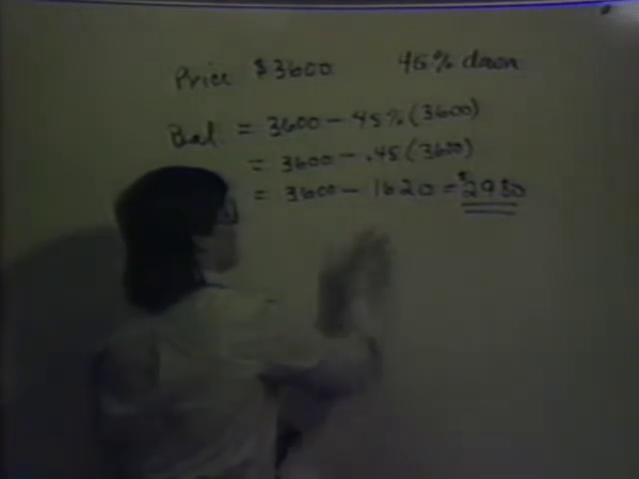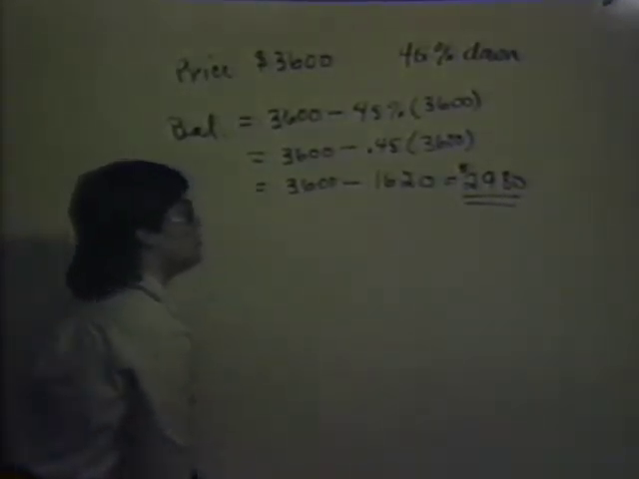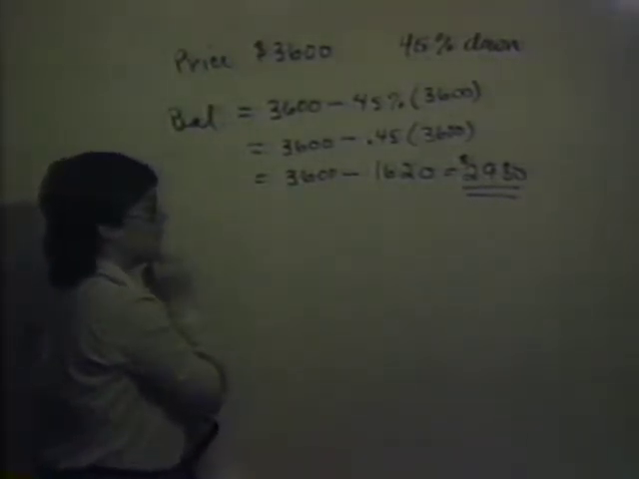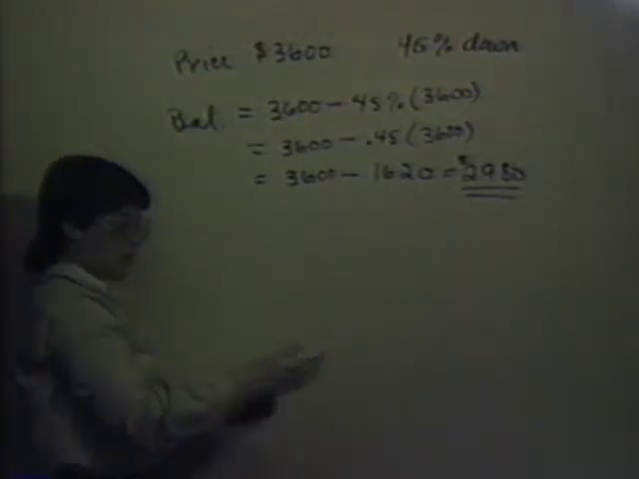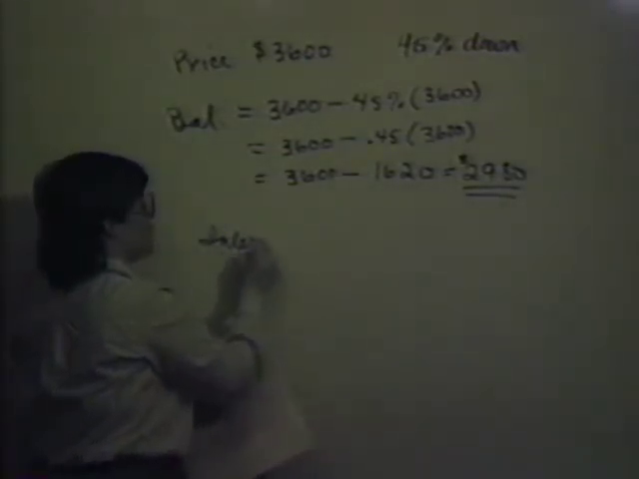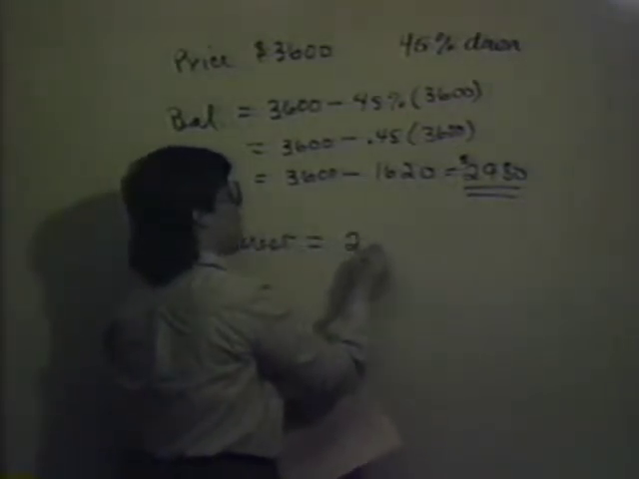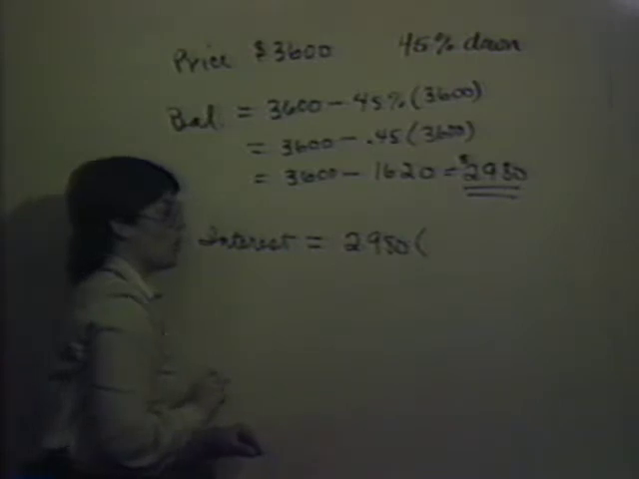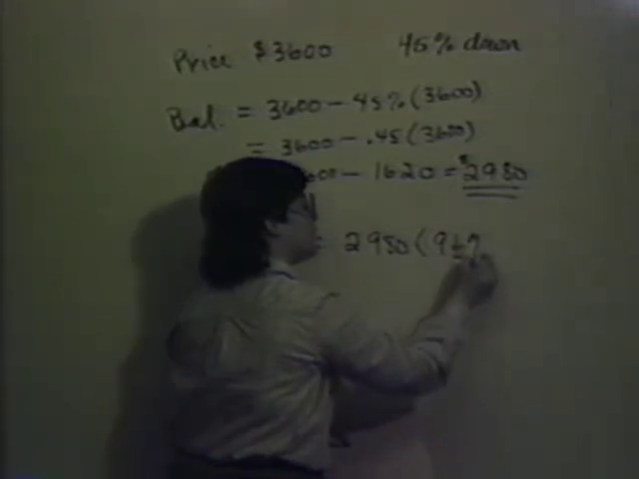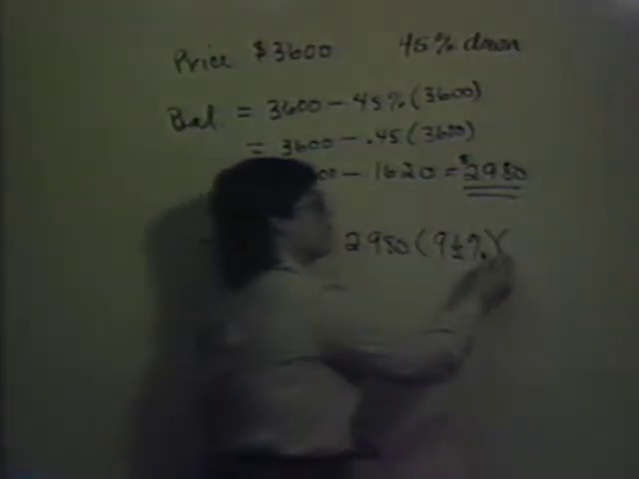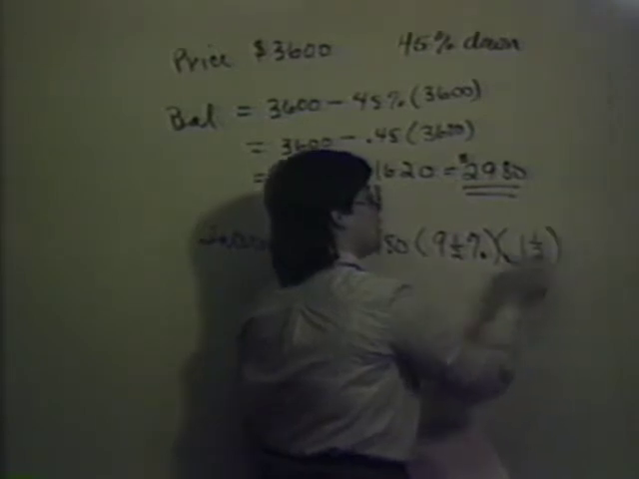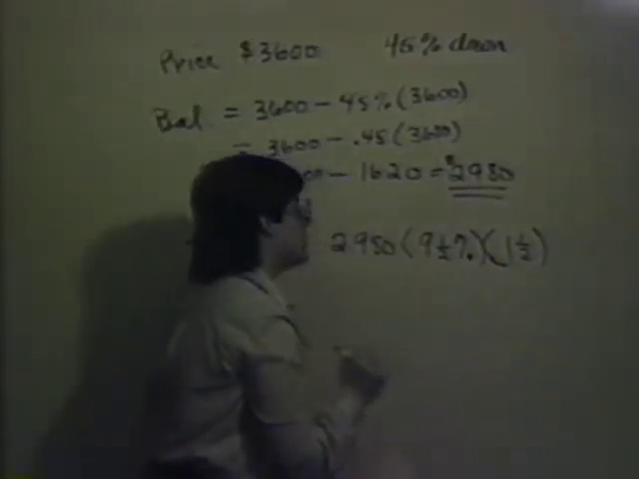Okay, so after we pay our 45% down, we're still going to owe $1,980. Now, the interest rate on this balance, in our story problem, says 9.5% per year. So our total interest is going to be, well, our balance is $1,980. We're going to need to multiply that times the interest rate, which is 9.5%, times the length of time that we're going to be carrying this balance. And they're going to carry this balance for 1.5 years.